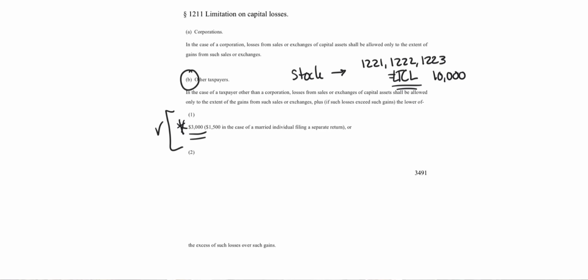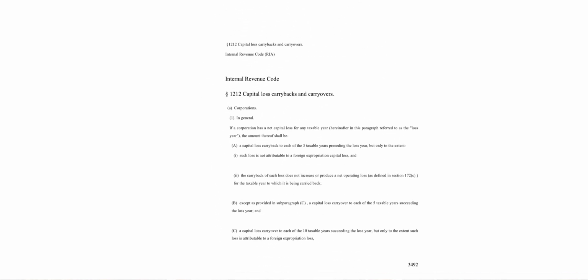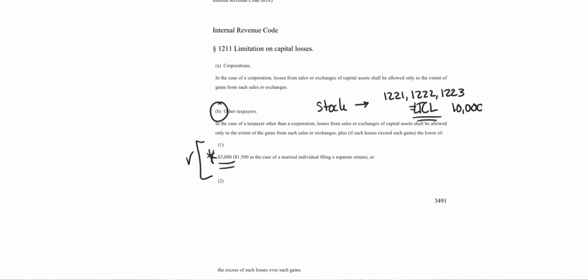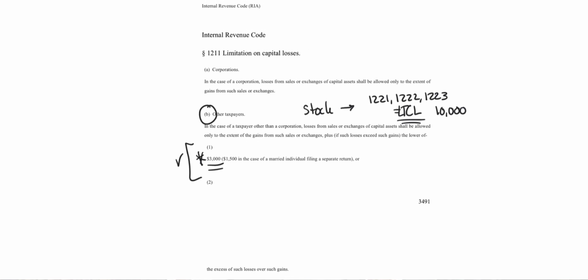Or if married filing separate, it would be $1,500, but that's, of course, much more rare than filing joint or single return, okay? So $3,000 of it, and then the remaining $7,000 gets carried forward, as it says in section 1211. I'm sorry, actually in 1212 it specifically talks about the capital loss carrybacks and carryovers, but this year only $3,000 can be taken. So that is question 5.